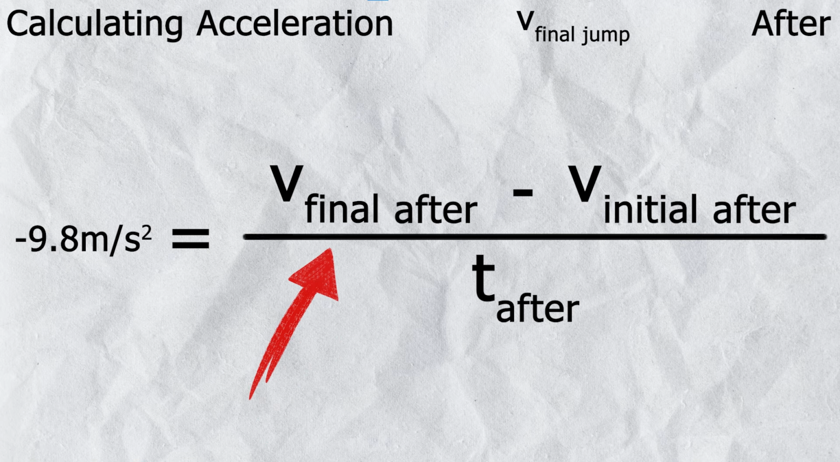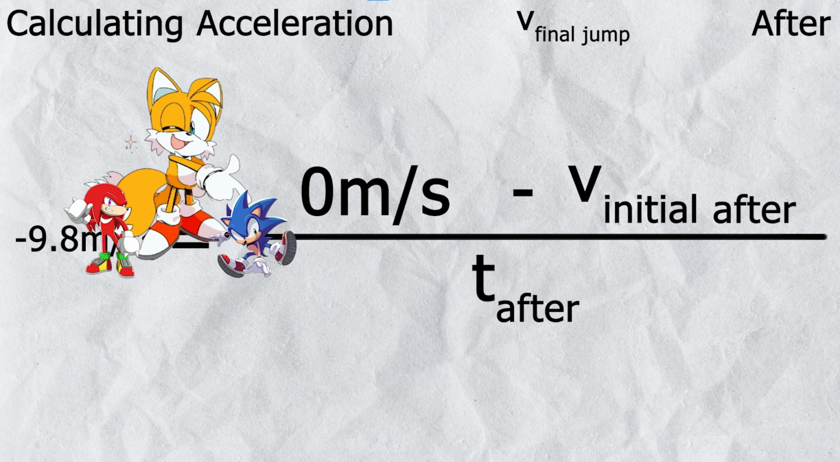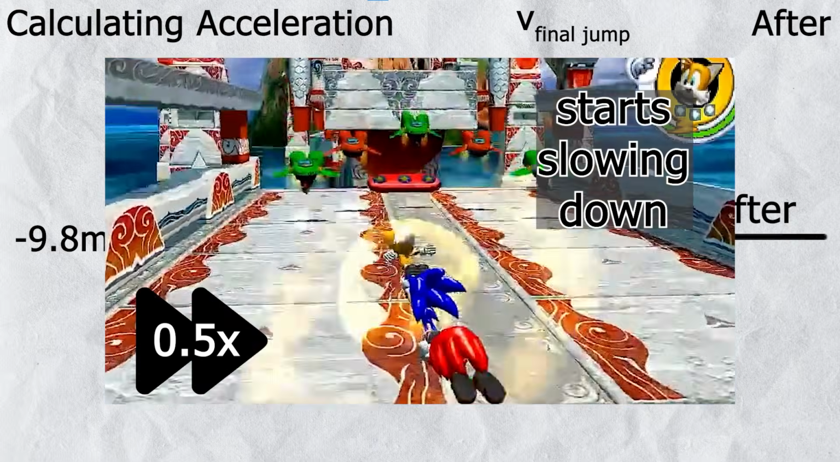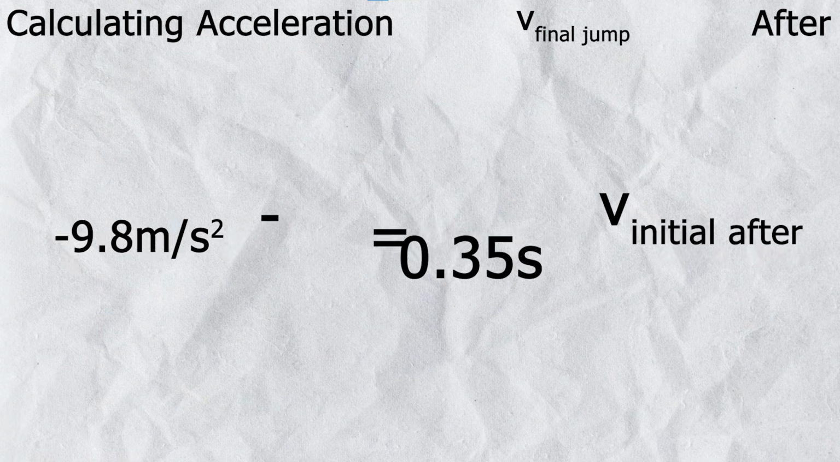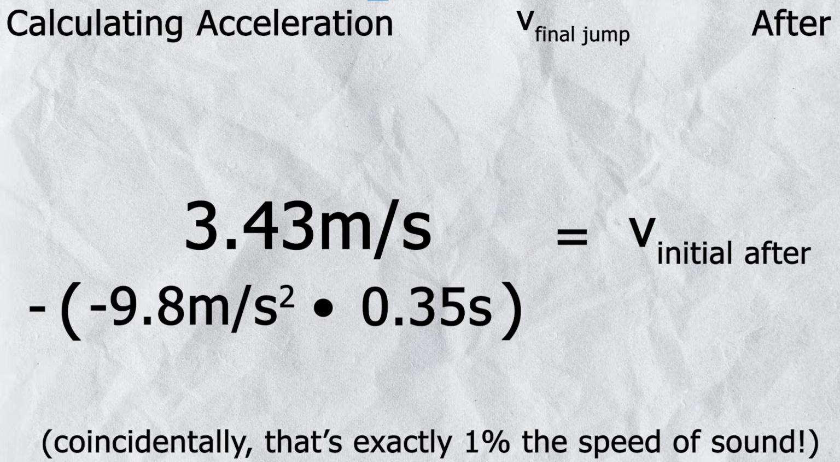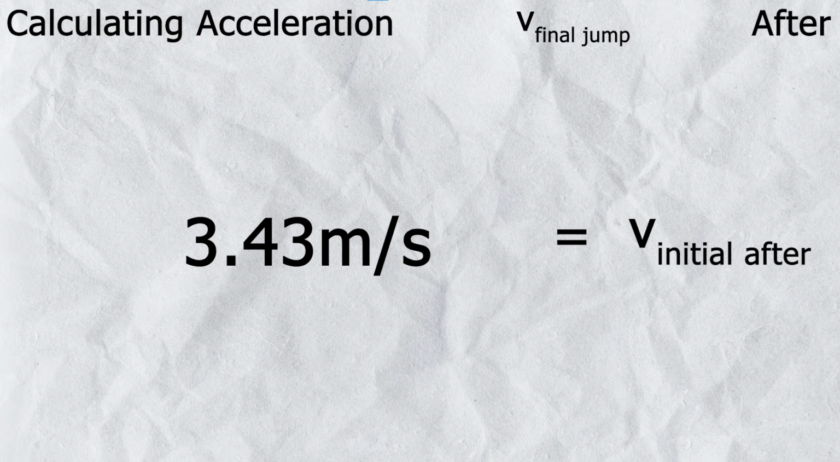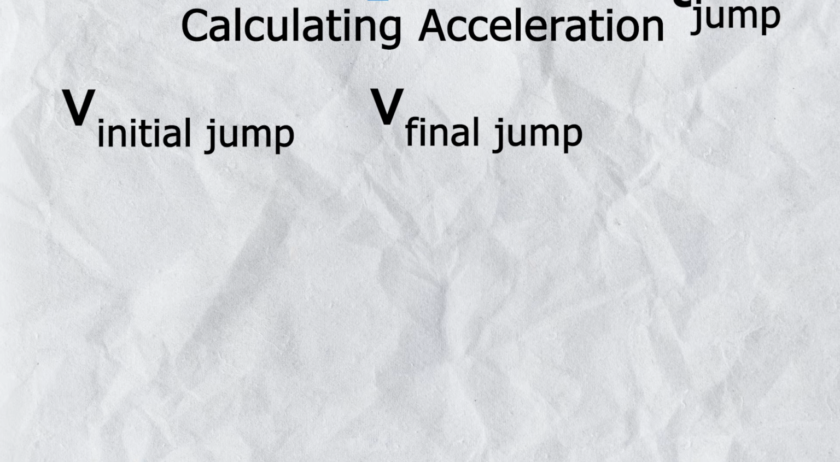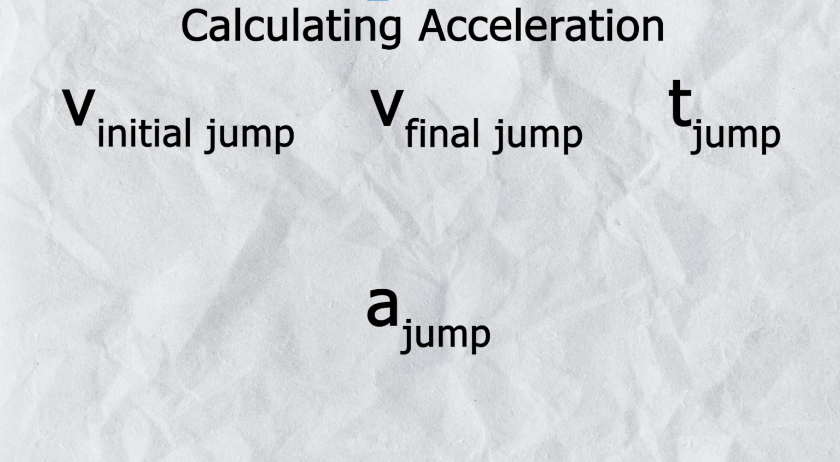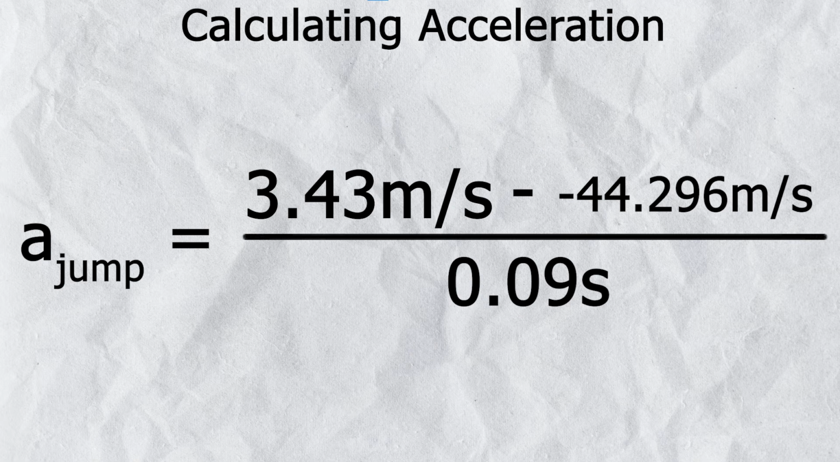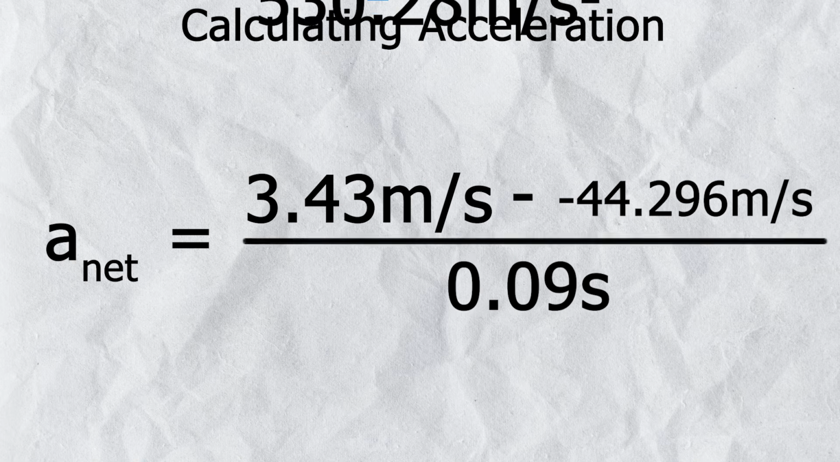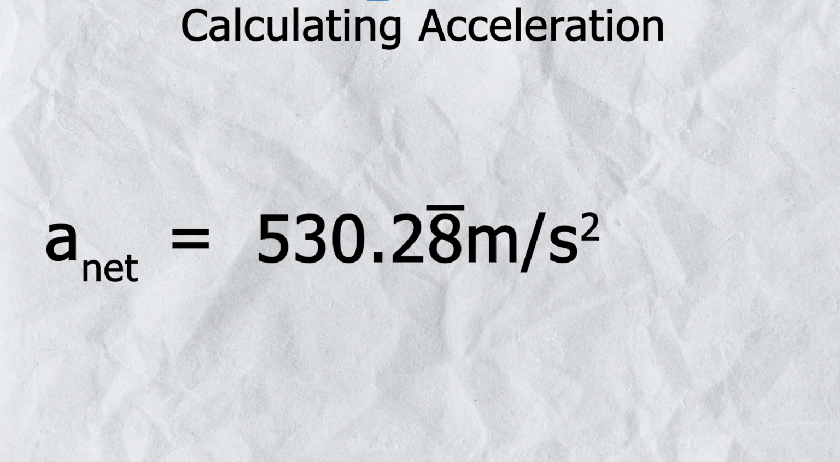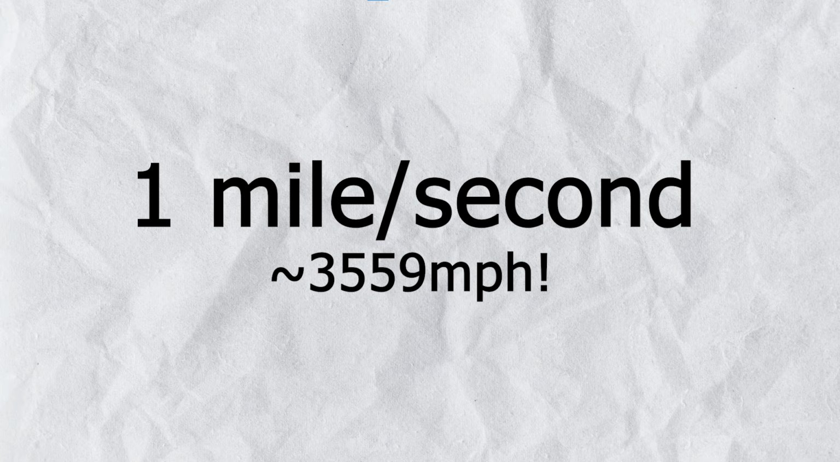The final after velocity would be 0 meters per second at the apex of his jump, and the slowing down takes about 35 milliseconds. Solving for the initial after velocity gives us 3.43 meters per second, which corresponds to the final jump velocity. At long last, we have everything we need to find Tails' jump acceleration. Substituting the final jump velocity and solving gives us a net acceleration of 530.28 repeating meters per second squared. If this guy accelerated like this for just 3 seconds, he'd be able to clear a whole mile every second.